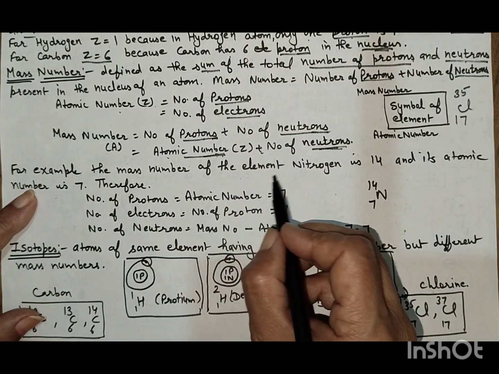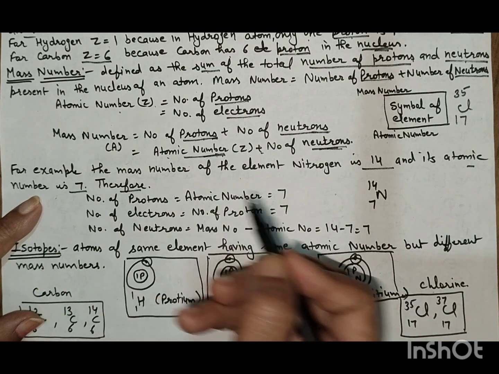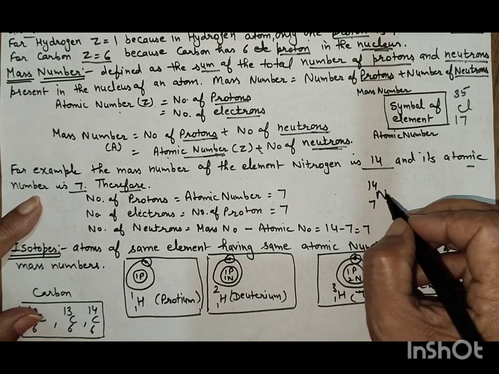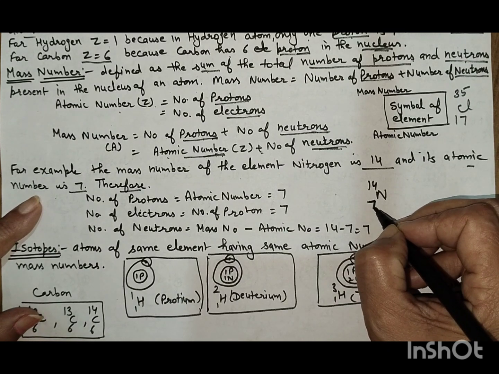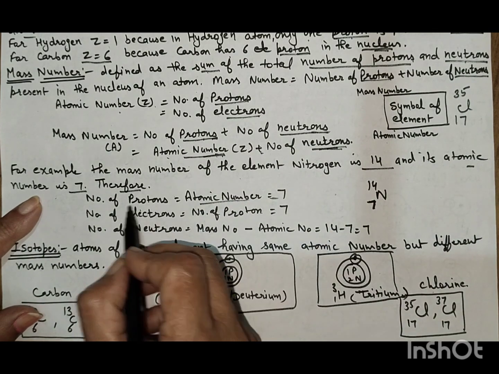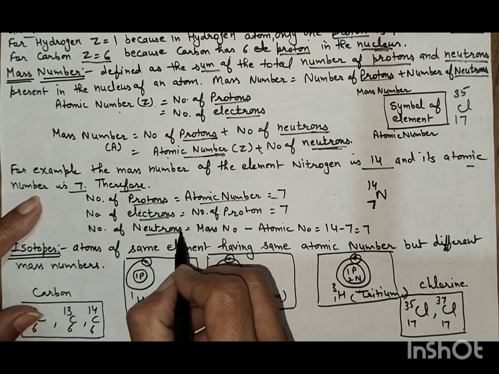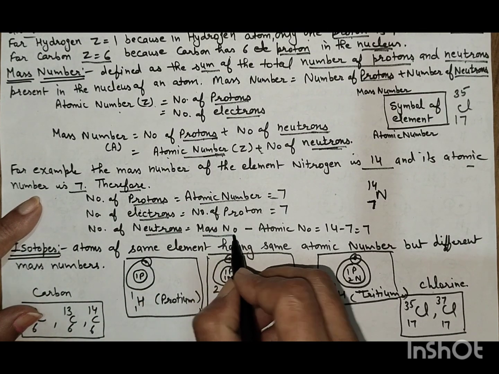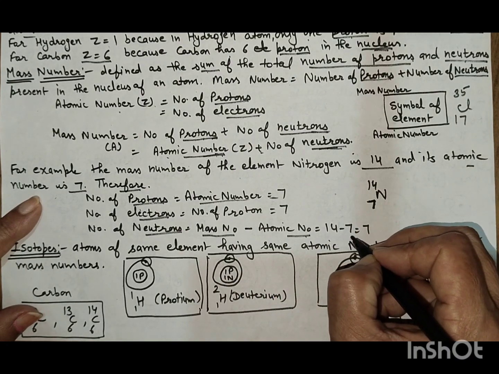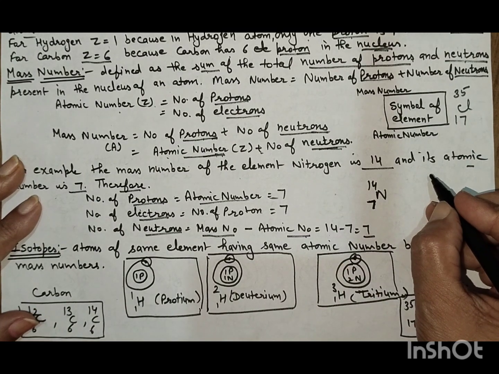For example, the mass number of the element nitrogen is 14 and its atomic number is 7. Therefore, the number of protons in nitrogen is 7. Number 7 is the atomic number, and atomic number 7 means the number of protons is 7. The number of electrons is also 7, and the number of neutrons is equal to mass number minus atomic number. Mass number is 14 and atomic number is 7, so 14 minus 7 is 7.